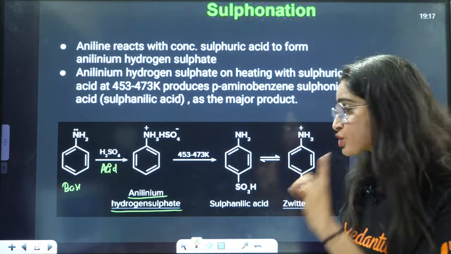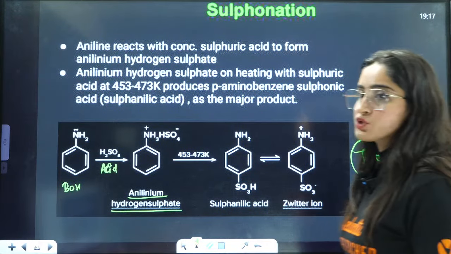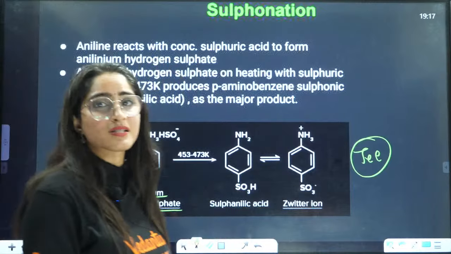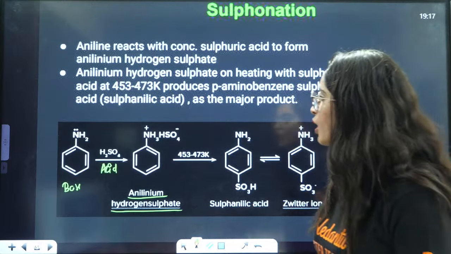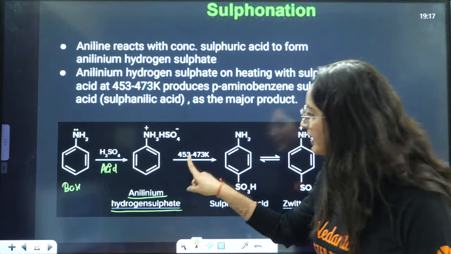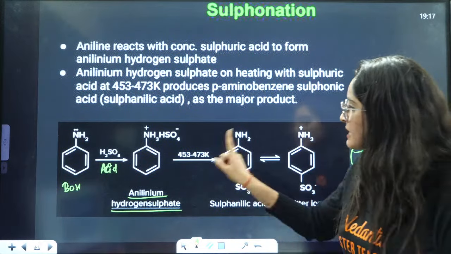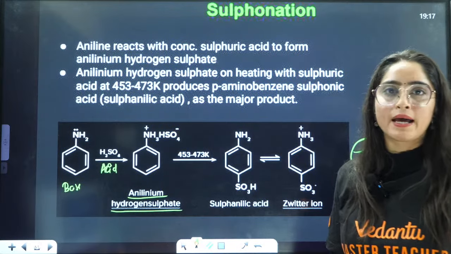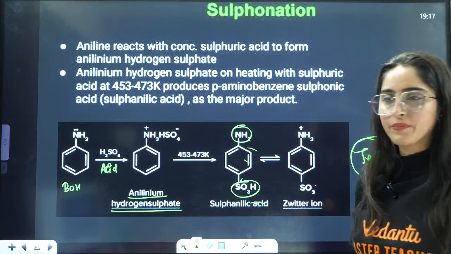This is also asked in JEE. Okay, so don't ignore the reactions just like that. They are your 2024 questions only, right? So after this, you are heating it at 453 to 473 Kelvin. Now, this whole thing is internally transferred to the para position. So you will have SO3H here and NH2 here, right?